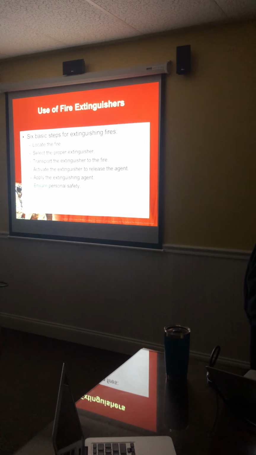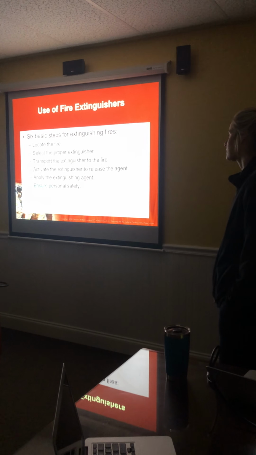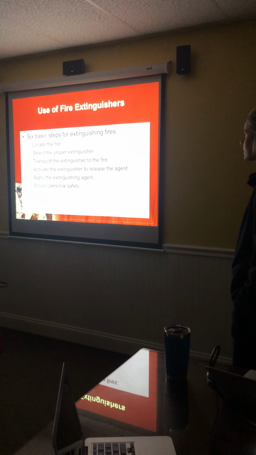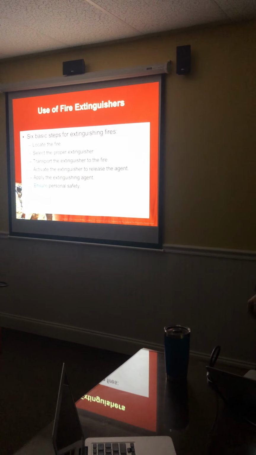For the use of fire extinguishers, there are 6 basic steps. You need to locate the fire, select the proper extinguisher, transport the extinguisher to the fire, activate the extinguisher to release the agent, apply the extinguishing agent, and always ensure personal safety.